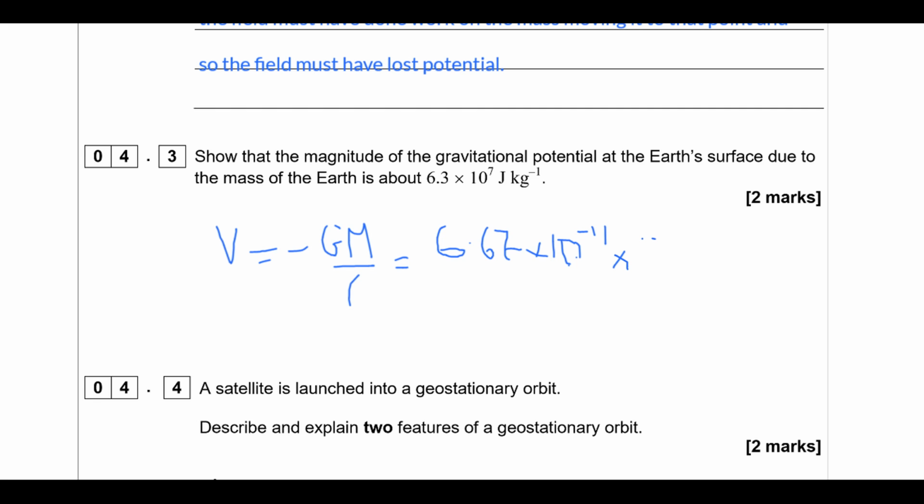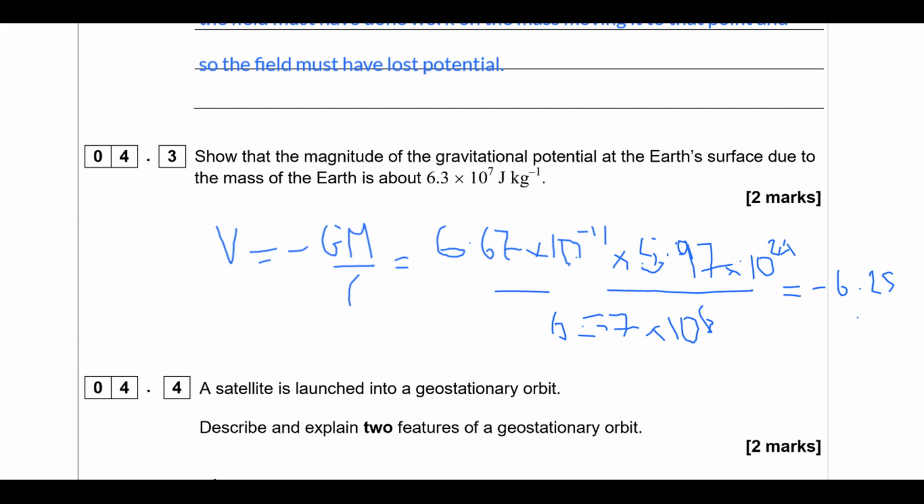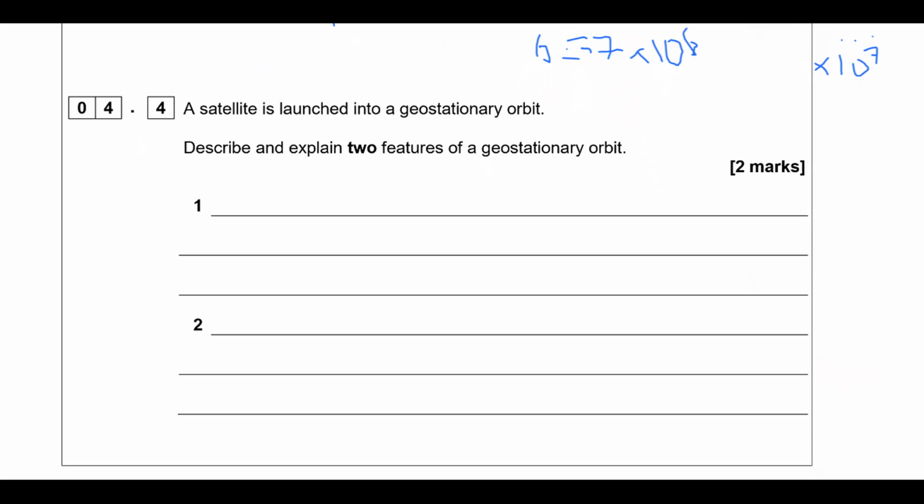If you look in your formula sheet, the mass of the Earth is 5.97 times 10 to the 24. And the radius of the Earth, or the distance between where we're taking it and the center of mass, is 6.37 times 10 to the 6. If we do that, that comes out at minus 6.25 and so on, times 10 to the 7. You can see that that's roughly 6.3 times 10 to the 7 joules per kilogram.